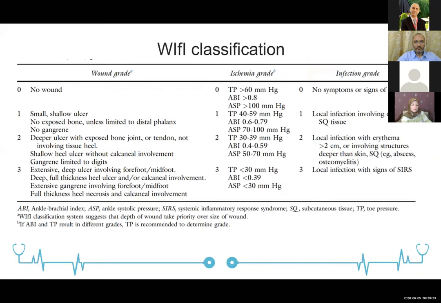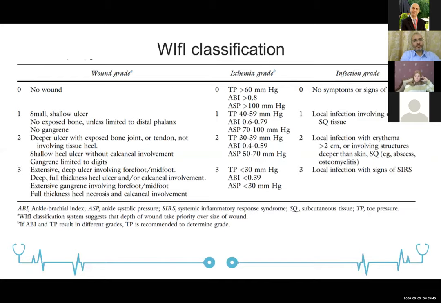I can just clarify, this is the WIfI classification. It's with three parts. The first one is the wound, the second one is the ischemia, and the third column is the infection grade. So the wound we can see is shallow, small, deeper, or extensive.